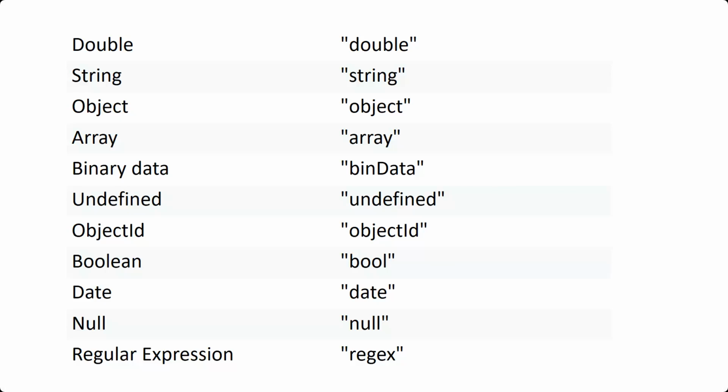Double, string, object, array, binary data, undefined, object ID, boolean, date, null, regular expression. Almost the majority of these types we already learned in JavaScript.